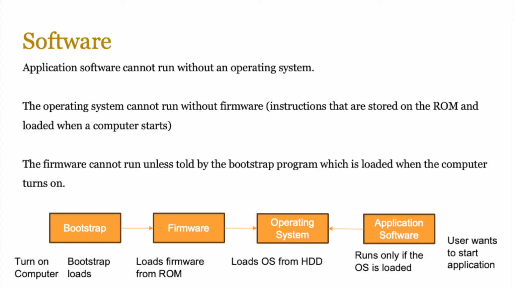So when you turn on a computer, the bootstrap loads. It then loads the firmware from the ROM. The firmware loads the operating system from the hard drive or the SSD. And then the user starts an application, which can only run if the operating system is loaded up. So if the OS isn't loaded up, the application software cannot run itself. This is how everything fits together.